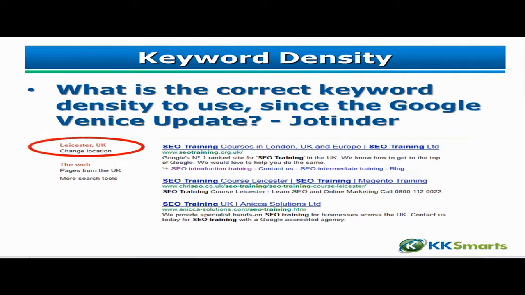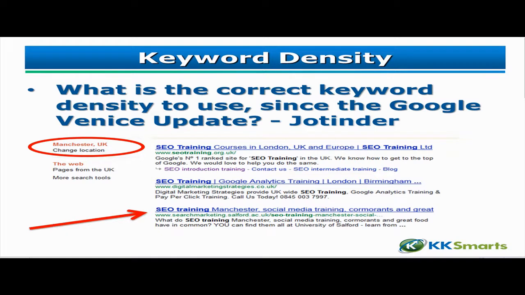I went in, set up my location as being Leicester in the UK, and I typed in, I think it was SEO training was the phrase I typed in. Yes, it was. And you can see there the second result is SEO training course Leicester. Now I then changed my location to be Manchester, did exactly the same search, and look what happened. The Leicester one has gone, and in position 3 there's SEO Training Manchester. So exactly the same search, but just changing where I am in the world gives me different results.